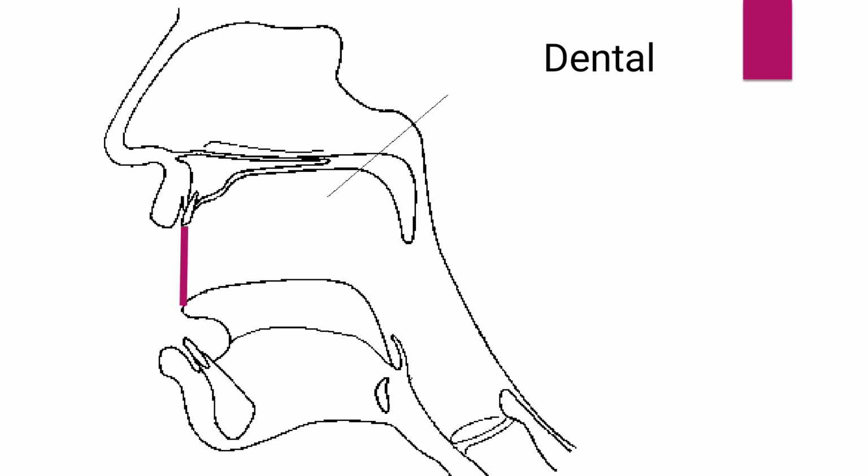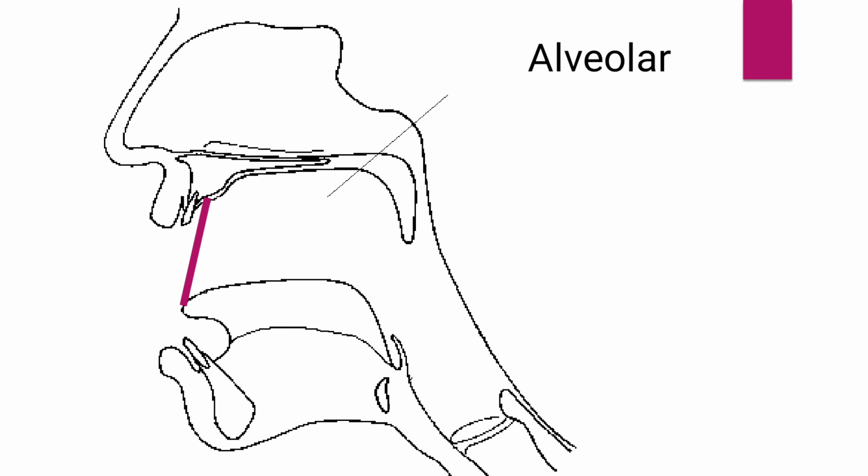Next one is dental. When the blade of the tongue touches the upper teeth, it is called dental. When we pronounce the sounds th and the, we can examine that the blade of the tongue touches the upper teeth. You also try to pronounce the sounds th and the, and you will see the blade of the tongue touching the upper teeth.